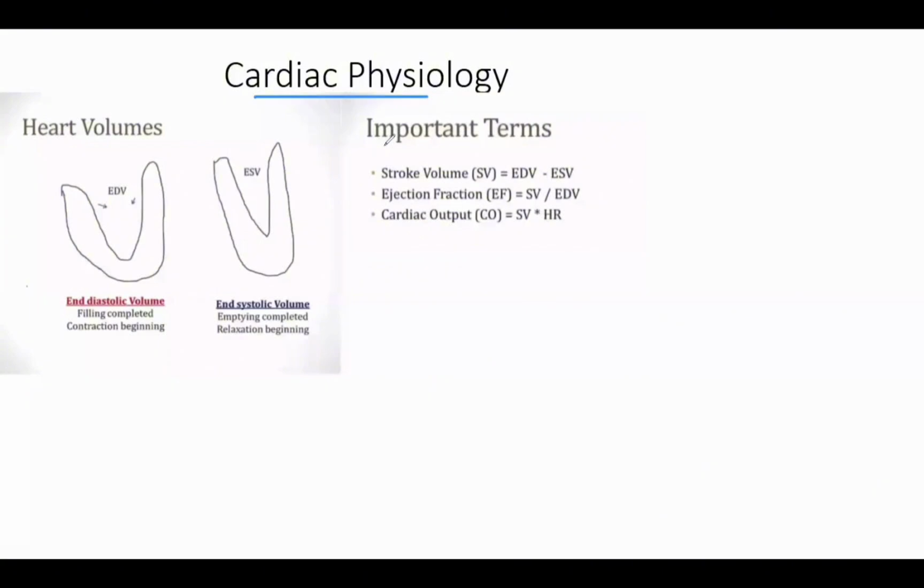Okay. Now let's discuss some of the important terms. The term stroke volume, the term ejection fraction, and the term cardiac output. What is the stroke volume? So the stroke volume is the volume that is obtained from the subtraction of end systolic volume from the end diastolic volume.